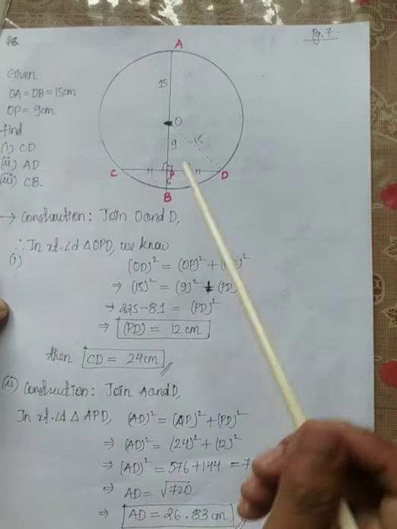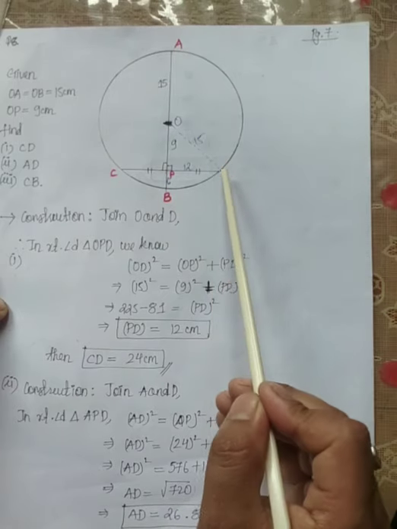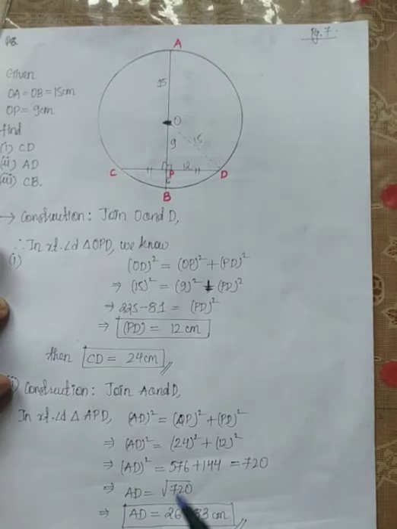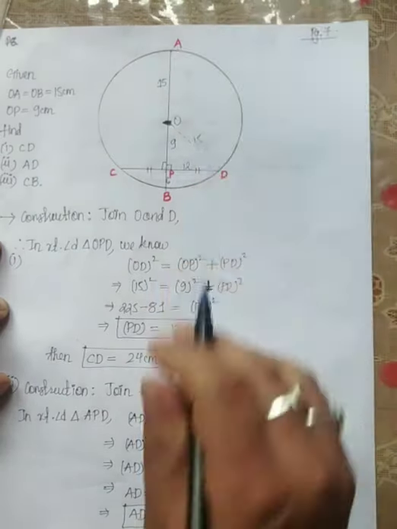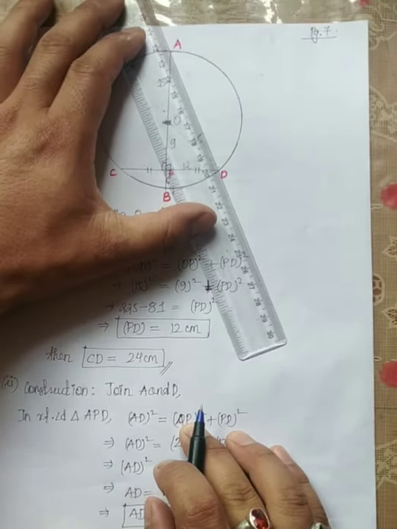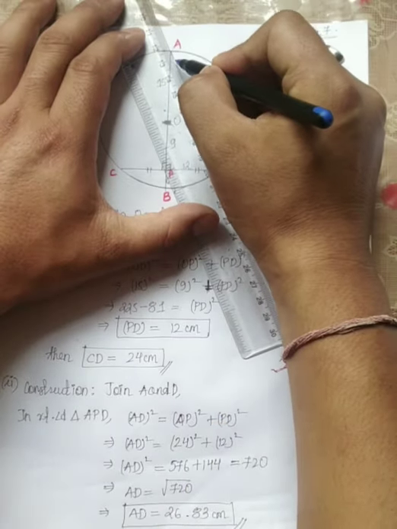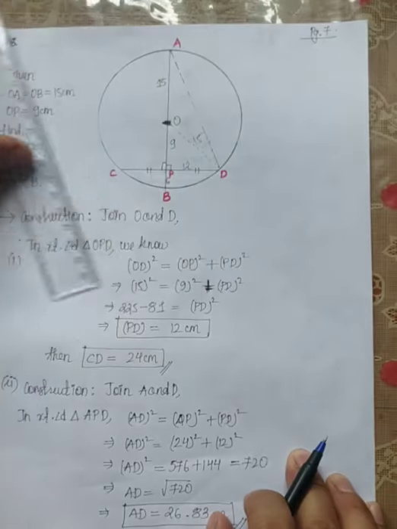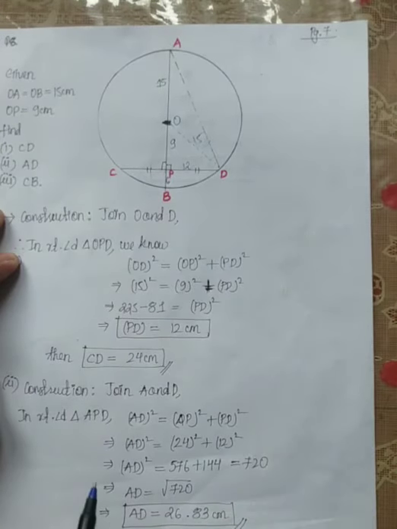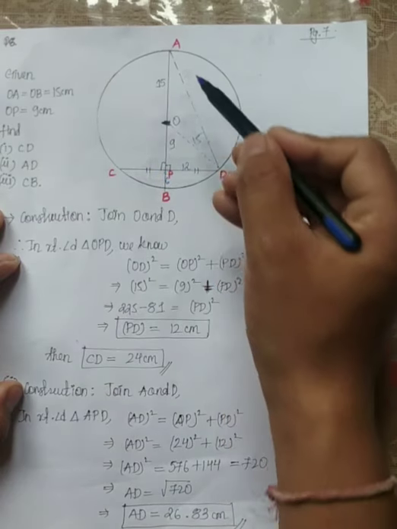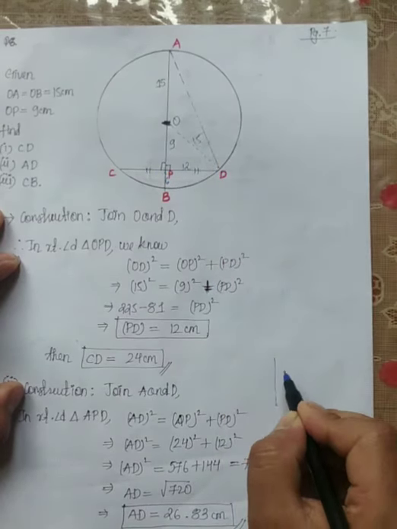Now we move to question number 2. Find the length of AD. You can see A is up here and D is here. So construction, again join AD. The reason I am doing construction is that I have to get a right angle triangle. For this I am going to use my ruler. So please join AD. Alright, this is my AD. I hope you are clear with the right angle triangle I am talking about, which is APD.